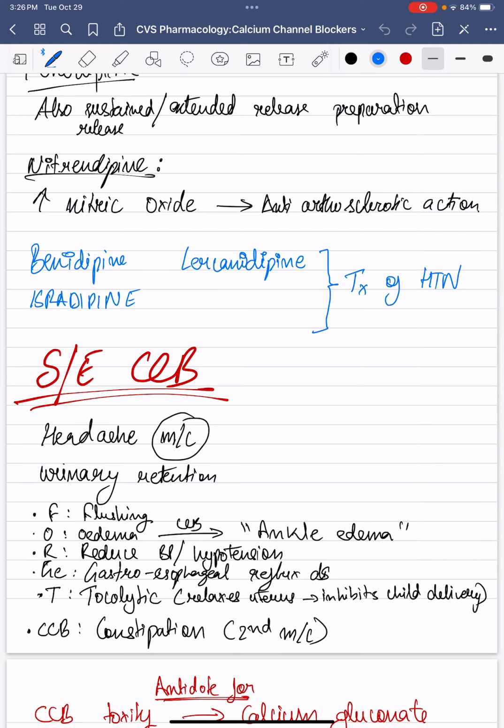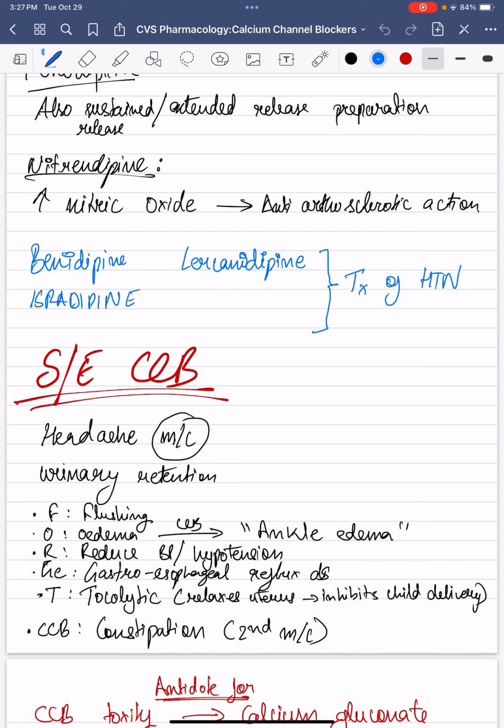Clevidipine is the shortest acting calcium channel blocker given by the IV route because it is acted upon by plasma esterase. And similarly, esmolol is a beta blocker which is also the shortest acting beta blocker because it is also degraded by plasma esterase.